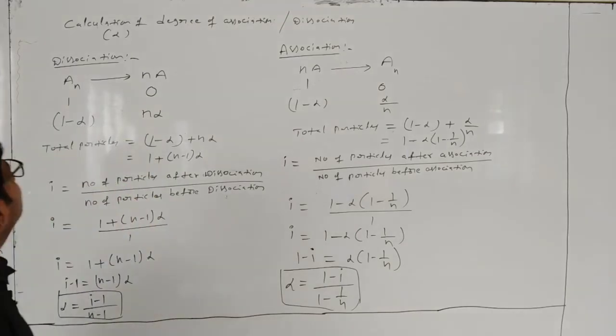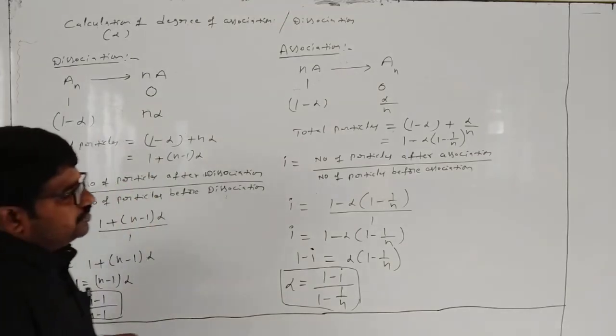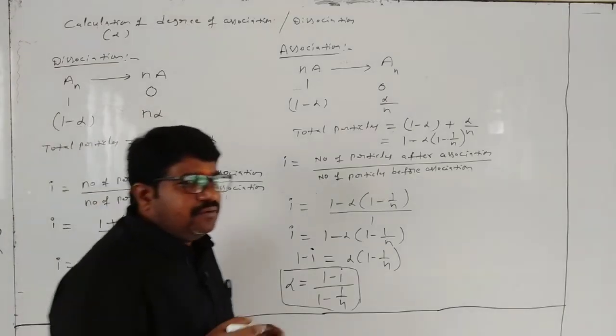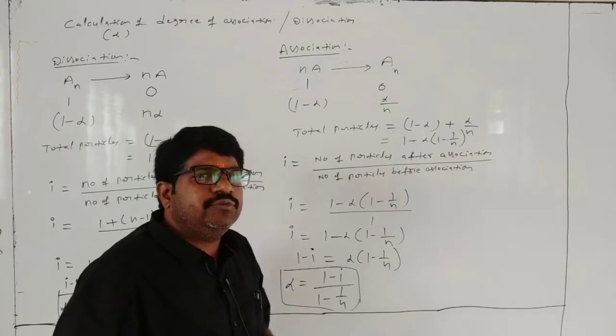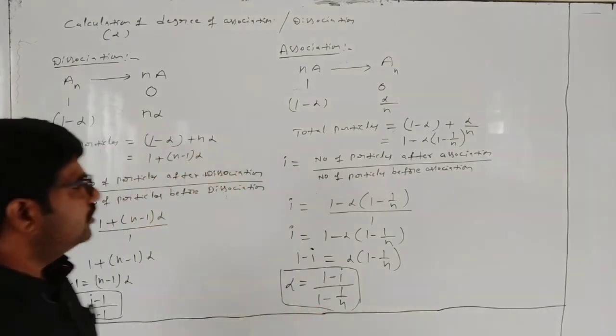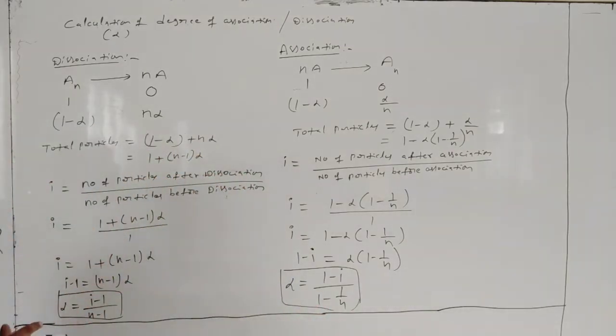So this is the calculation of the degree of association and dissociation with respect to the Van't Hoff factor. I hope you understand this concept.